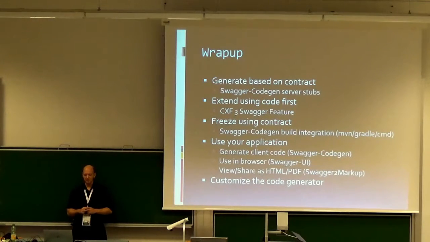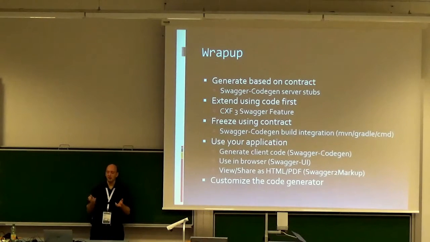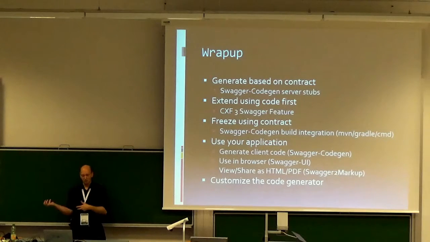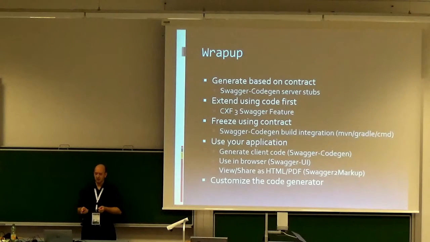So let's sum it up. I showed you how you can generate based on a contract, how you can extend the REST API using code first, then go back to freeze the contract again and integrate it into your build job. I also showed how you can generate client code, use the application in a browser, and view and share it as HTML or PDF, and some ideas how you can customize the generator.